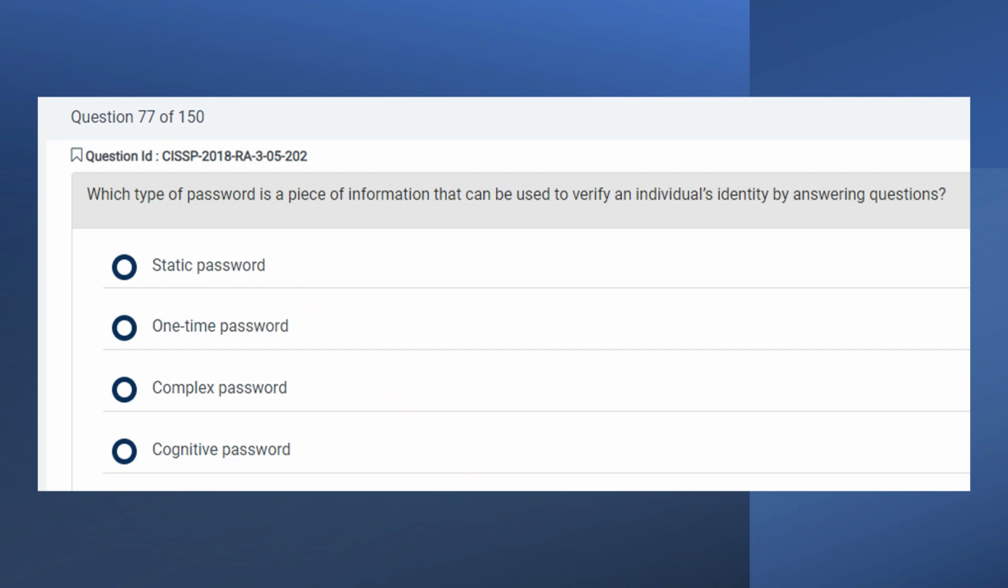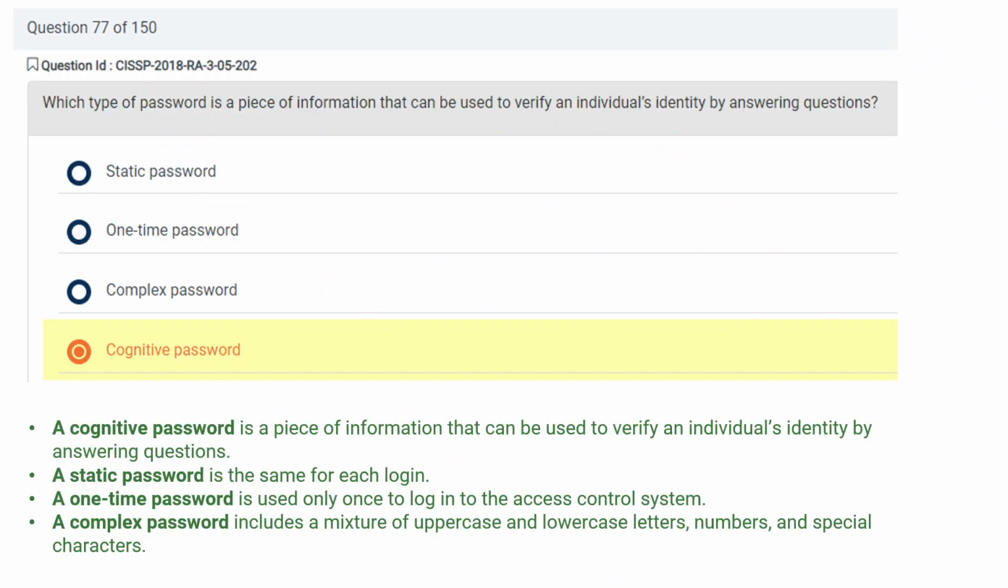Question 77. Which type of password is a piece of information that can be used to verify an individual's identity by answering questions? A. Static password. B. One-time password. C. Complex password. Or D. Cognitive password. A cognitive password is a piece of information that can be used to verify an individual's identity by answering questions. A static password is the same for each login. A one-time password is used only once to log in to access a control system, and a complex password includes a mixture of uppercase and lowercase letters, numbers, and special characters.